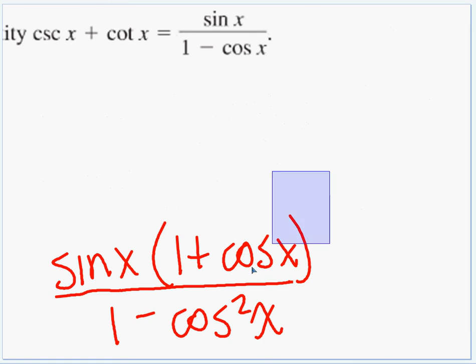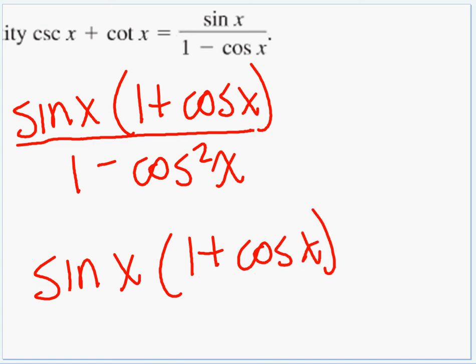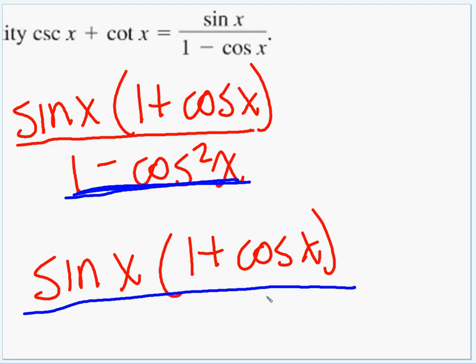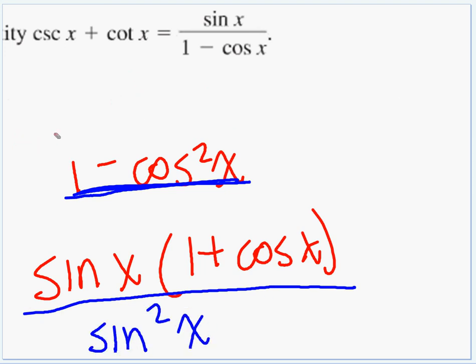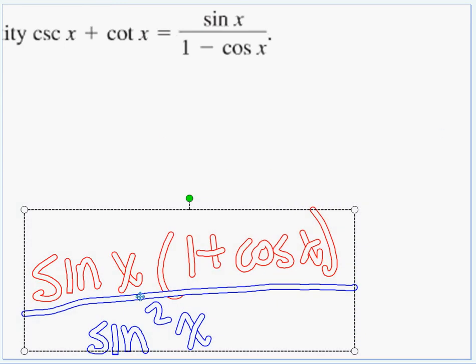All right. That denominator, 1 minus cos squared. Let me copy my numerator first before I get ahead of myself. So here, the 1 minus cos squared, well, that's sine squared. And I'm going to write it right under here. All right, we are getting somewhere. We are now down to a single term denominator. That's always a good step in the right direction.